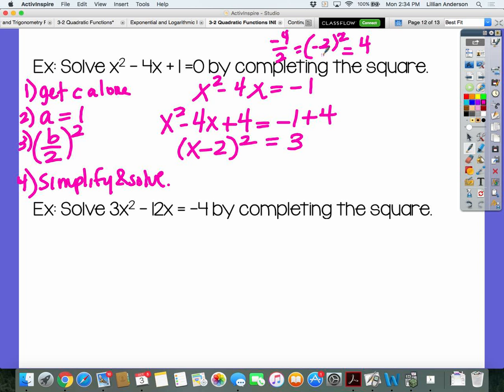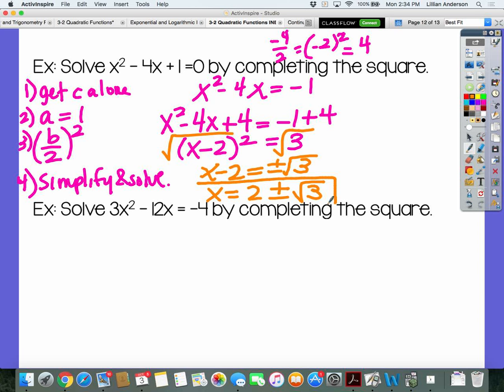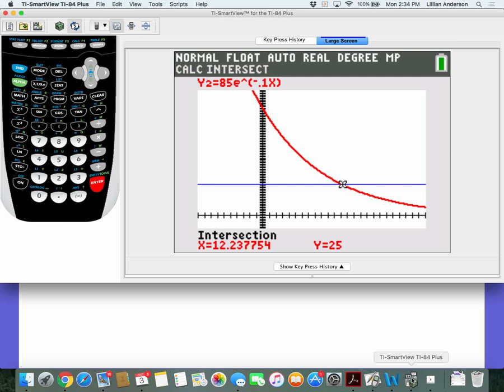Now solve for x. How do you solve for x? Take the square root of both sides. And you have to remember, when you take the square root, you'll get plus or minus on the other side. Last thing, add 2. And that's your answer. That's some decimal where you're crossing the x-axis because the square root of 3 is not a perfect square. And that is completing the square.